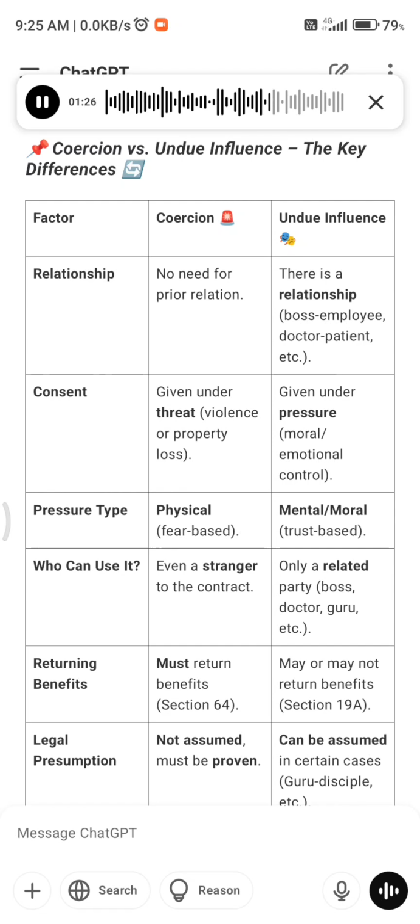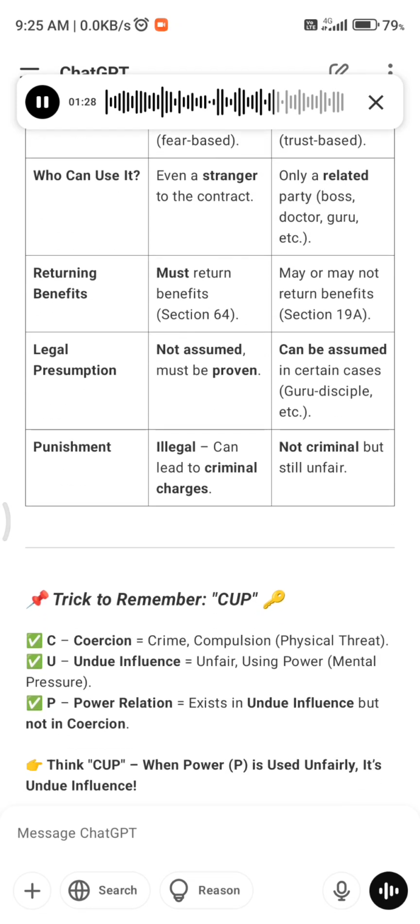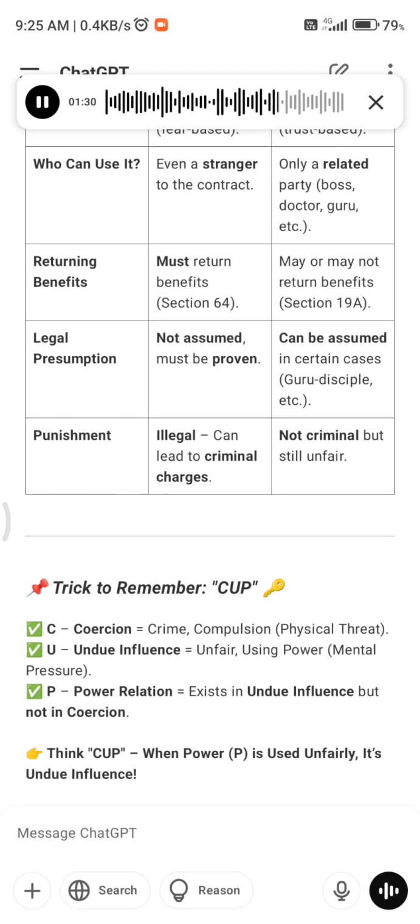Returning benefits: coercion, must return benefits, Section 64. Undue influence, may or may not return benefits, Section 19A. Legal presumption: coercion, not assumed, must be proven. Undue influence, can be assumed in certain cases, guru, disciple, etc. Punishment: coercion can lead to criminal charges. Undue influence, not criminal, but still unfair.